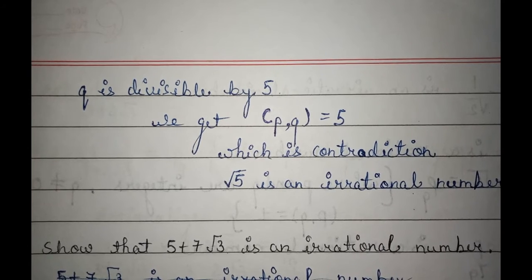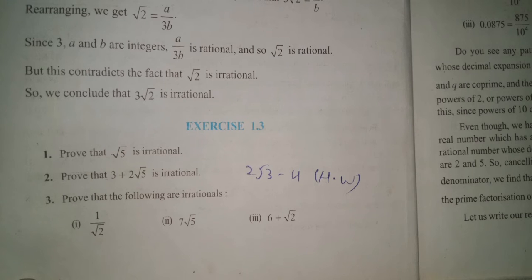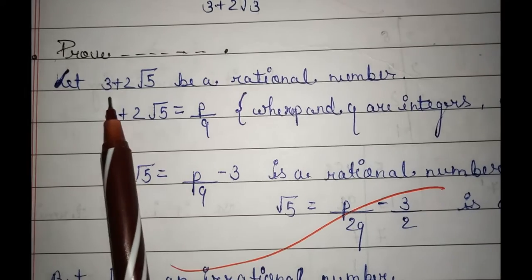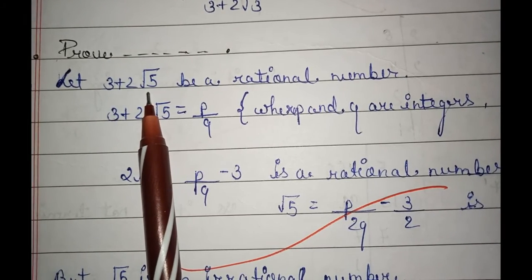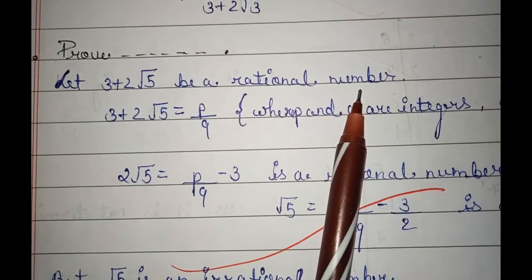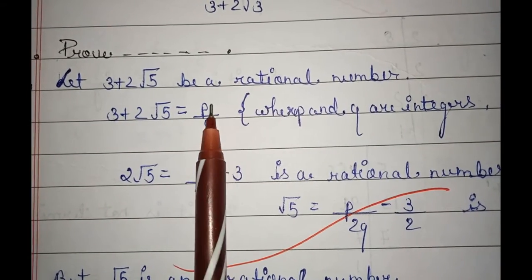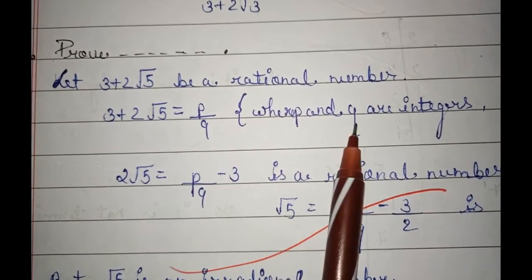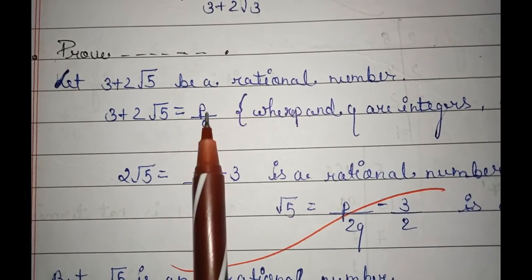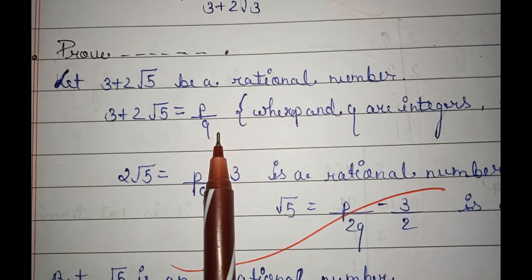Moving to the next question. Question number 2. Again in this question we have to prove that 3 plus 2 root 5 is an irrational number. So firstly we will consider it as a rational number. So we can express this in the form of p upon q, where p and q are integers and q does not equal 0. Also these two numbers do not have any common factor.